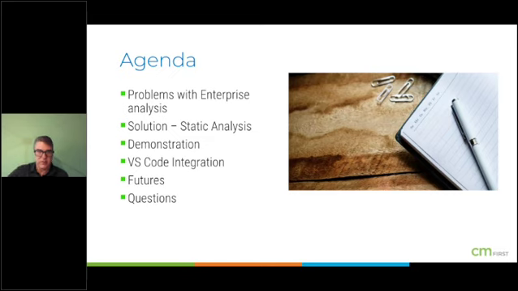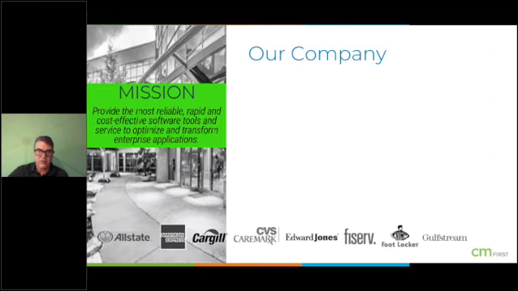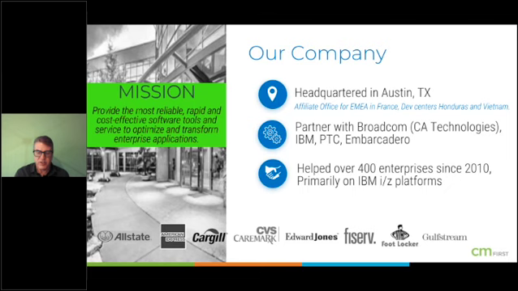Okay, let's get right into it then. For those of you who don't know our company, we're CM First Group. We're headquartered in Austin, Texas in the USA. We have an office over in France, as well as development centers in Central America and Vietnam. We're partnered heavily with CA Technologies, or Broadcom as they're known by now. Also IBM and other folks in the enterprise space. And we work with companies around the world. We're all about providing technology and services to provide the most reliable, rapid, and cost-effective methods really to optimize and transform enterprise applications, IBM Z or IBM i.